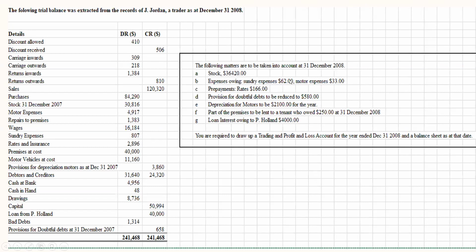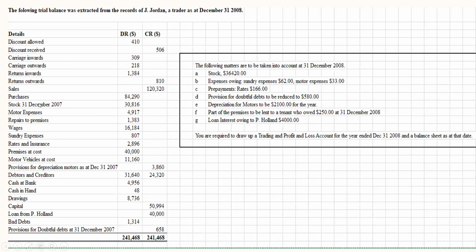Expenses owing: sundry expenses, $62, motor expenses, $33. Owing, accruals, we add to our expense. So when we're looking at the sundry expenses, which I'm trying to locate here, 807, we know that in the profit and loss section, we are taking 807 and adding it to the 62. So 807 plus the 62 will be our sundry expenses.